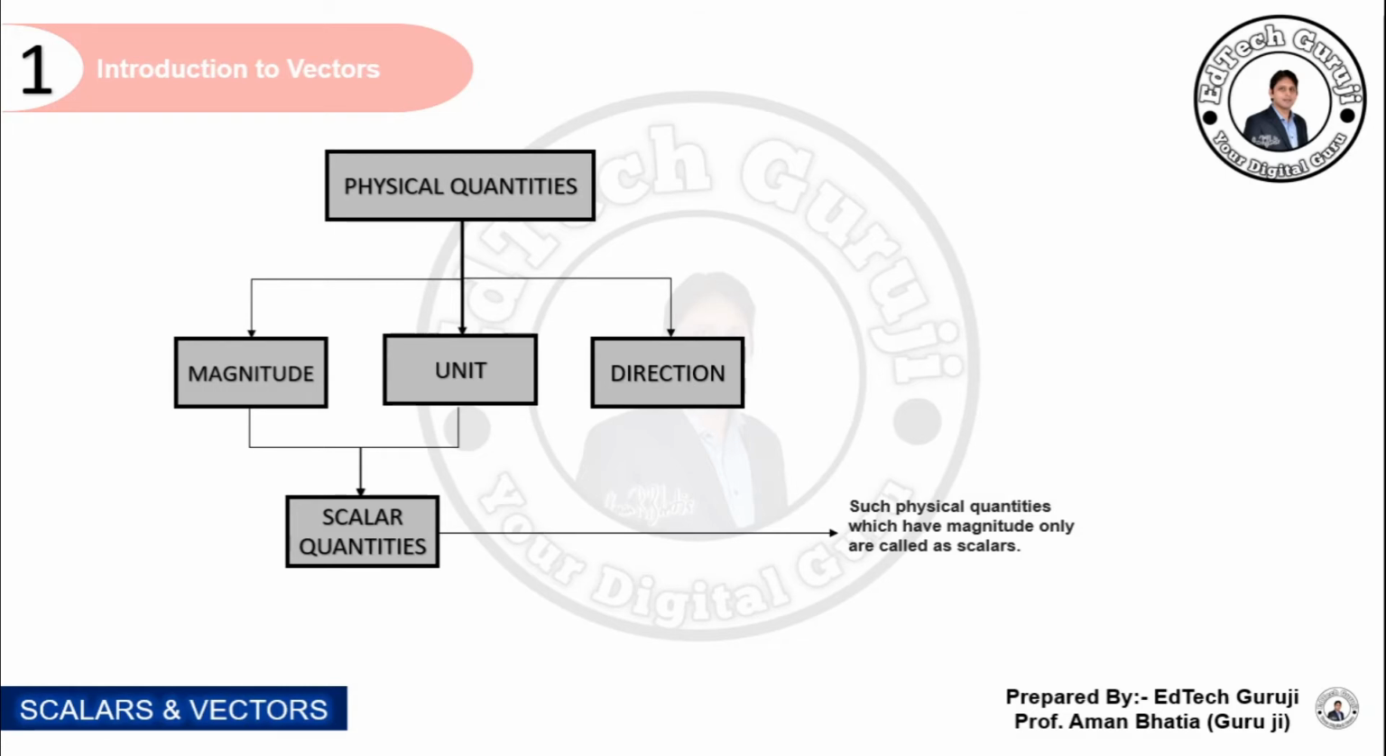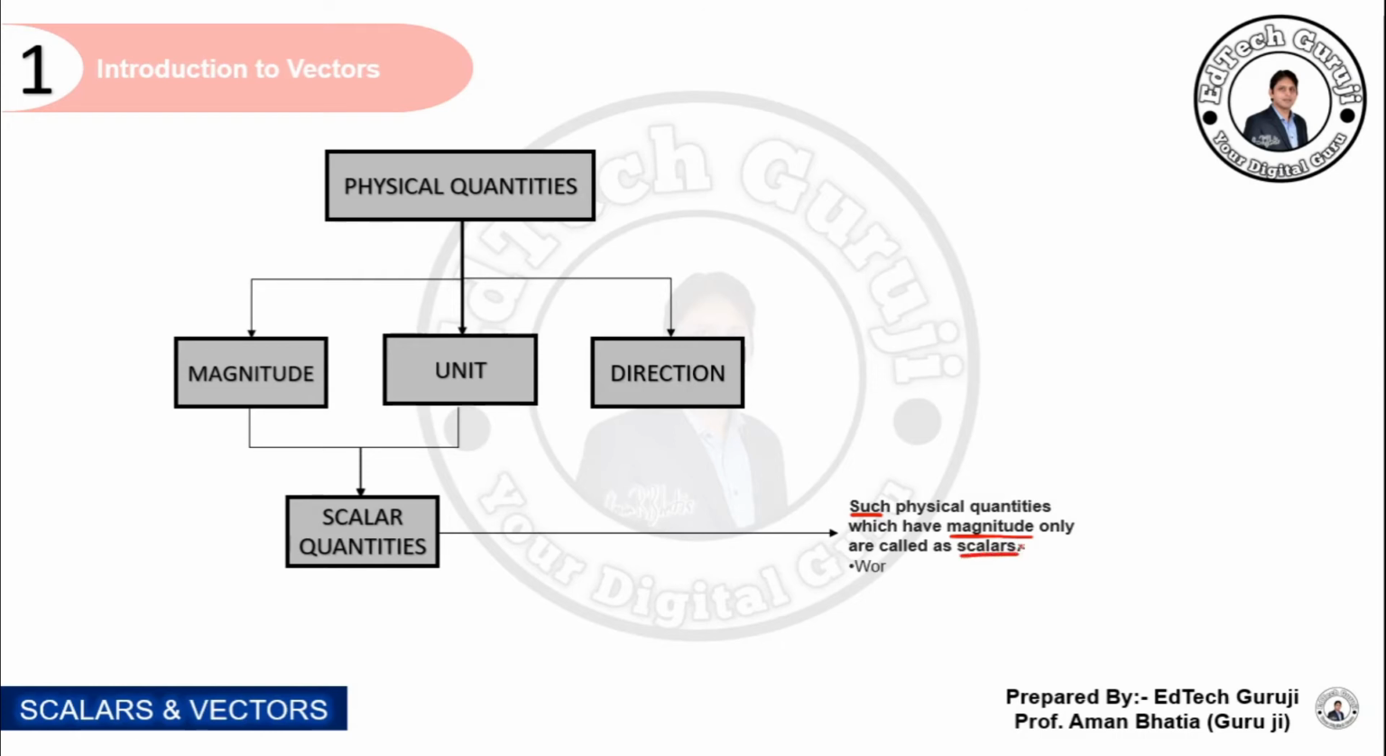Now, magnitude, in many textbooks you will find that magnitude means a number and unit, but here I have written it differently, magnitude separately and unit separately. But technically in a lot of textbooks you will find that magnitude itself means a number and a unit. So such physical quantities which have the magnitude only, magnitude meaning a number and a unit, such quantities in physics are called scalar quantities.